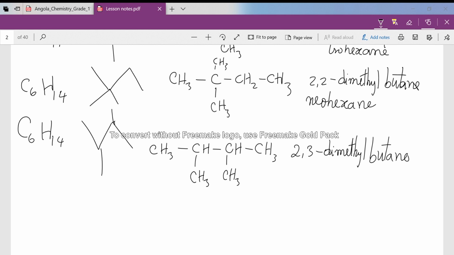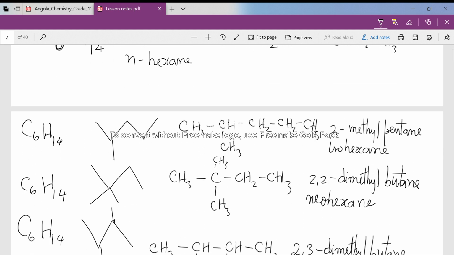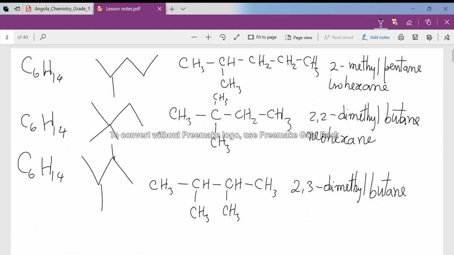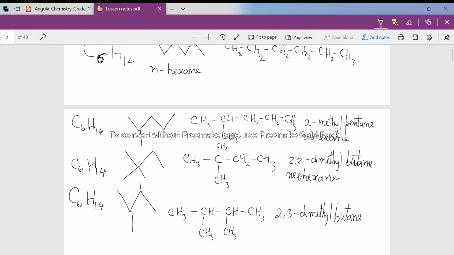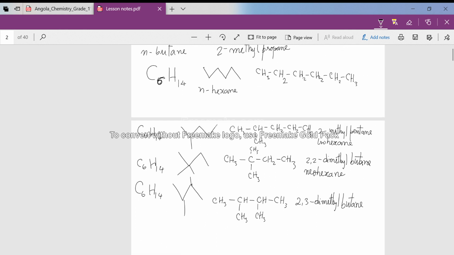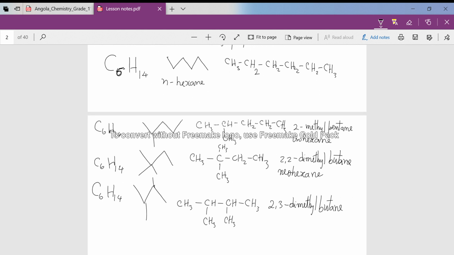So as we can see, we have 1, 2, 3, 4 different isomers. I know I asked for 3, but I've written 4. So if you write any of these 4, you are correct. But if I ask for 3, you could write any combination of 3 here.